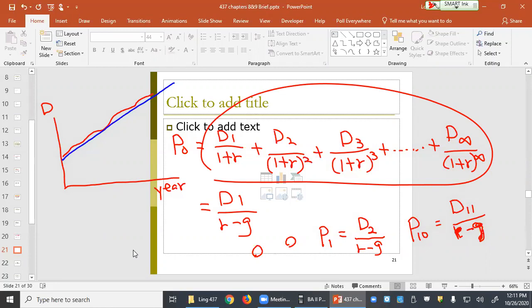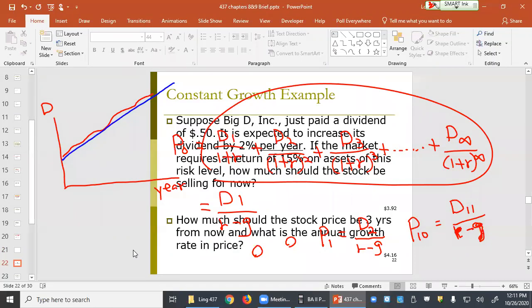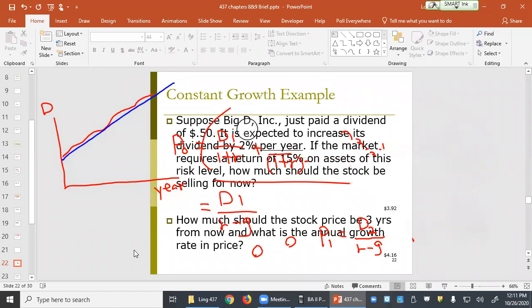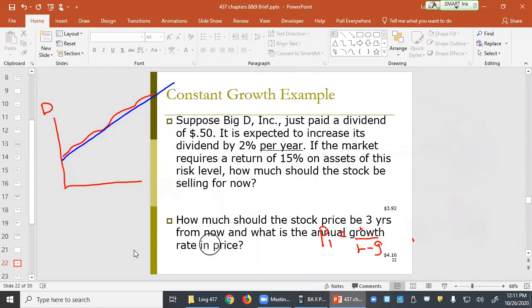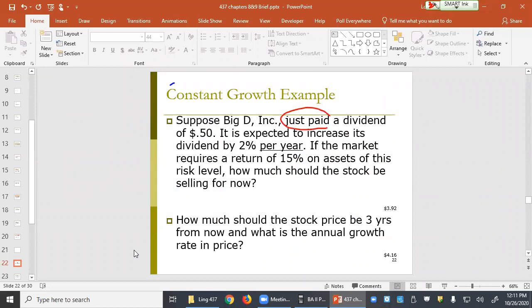So let's look at this numerical example. Suppose Big D Incorporated just paid, and I'm putting emphasis on this, it has just paid.